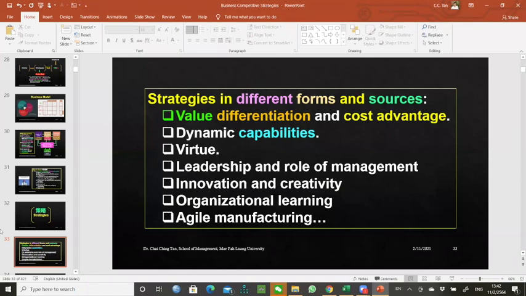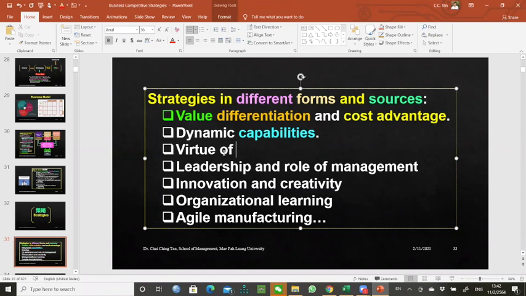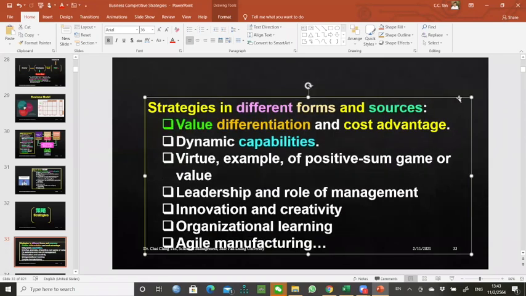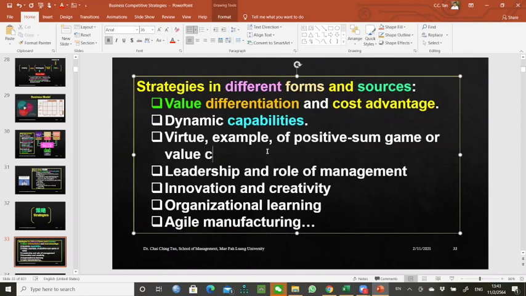And your virtues of love and virtues of caring, your morality, your virtues of value co-creation. So for example, a positive sum game, rather than... value co-creation. This is value co-creation, okay, this is collective caring, or things like that.